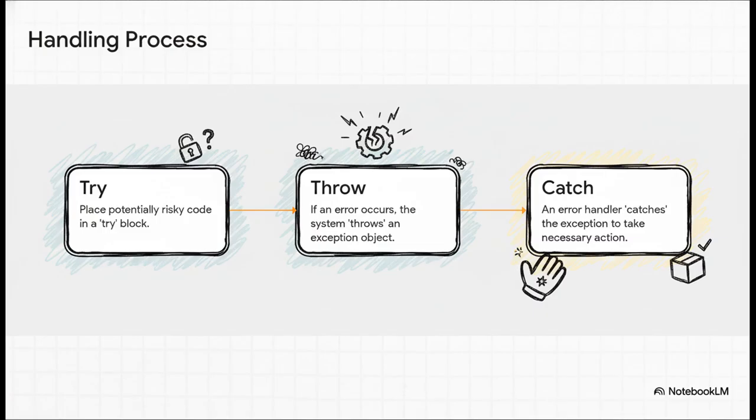So, the standard way to handle exceptions has 3 key parts: try, throw, and catch. First, you put any risky code, anything that might fail, inside a try block. If an error does happen in there, the system throws an exception object, which kind of pauses everything, and that's when your catch block, which is like your safety net, catches that object so you can handle the error gracefully and let the program carry on.